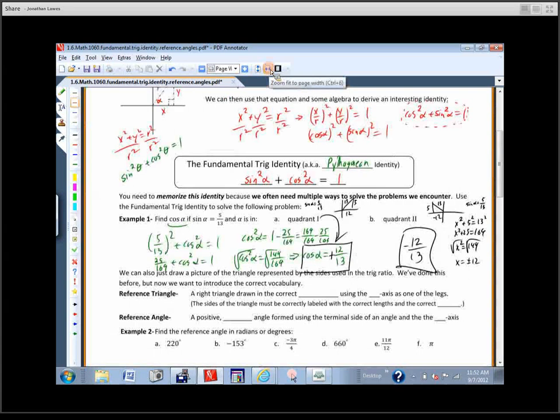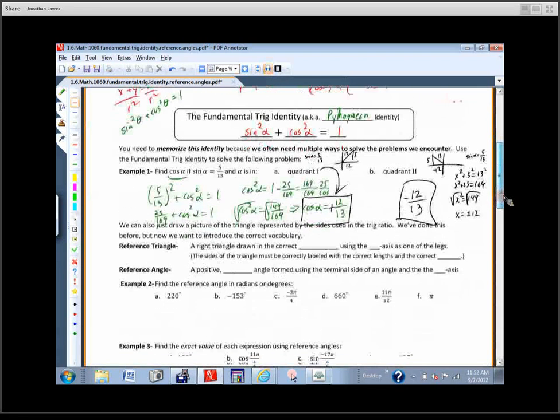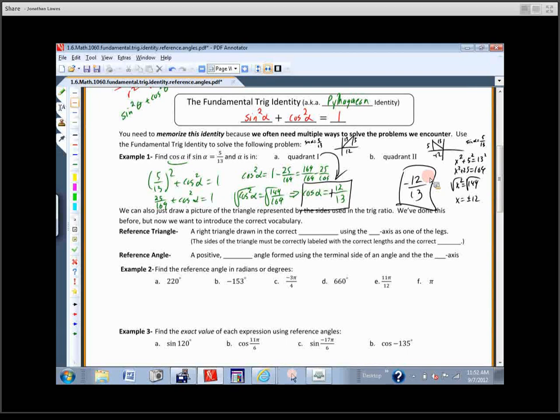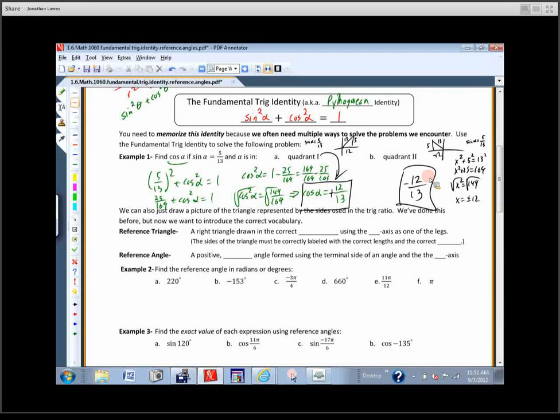Okay. So this is the part that I'm hoping is pretty easy. Well, we've been doing this for a while. We've been drawing pictures and considering which quadrant we're in and stuff like that. We've actually been doing these two things right here. We're now ready to attach some vocabulary to this. Okay? This particular author doesn't introduce these terms until later on. I think I've actually used these a couple times in class.